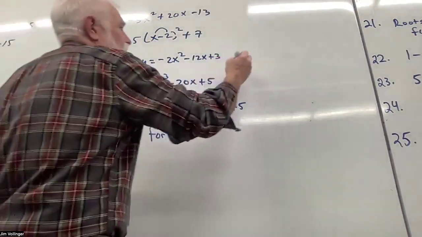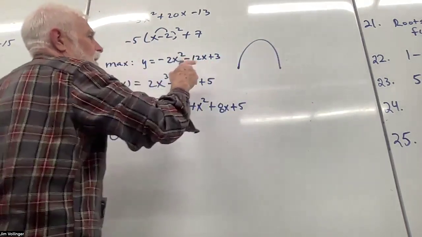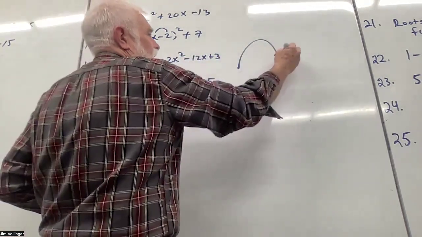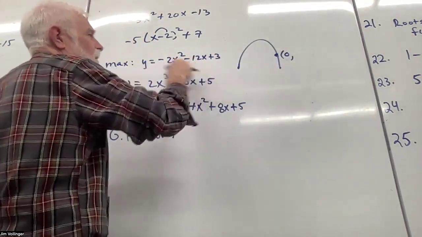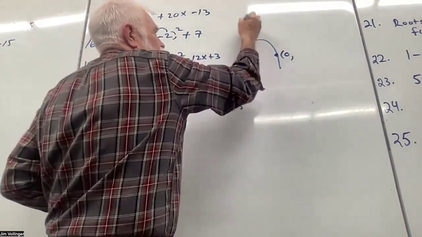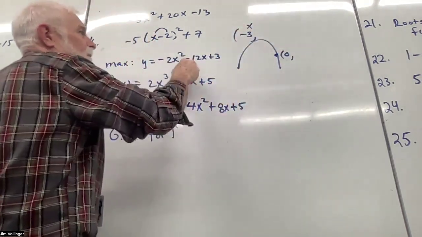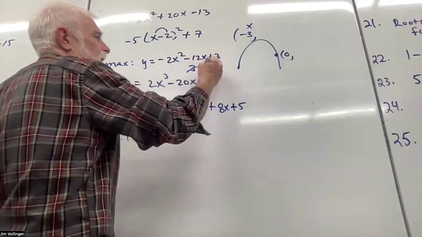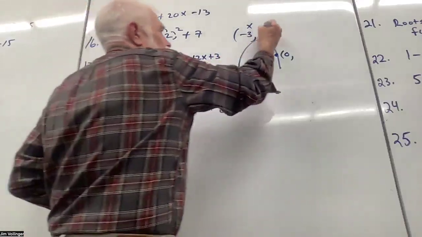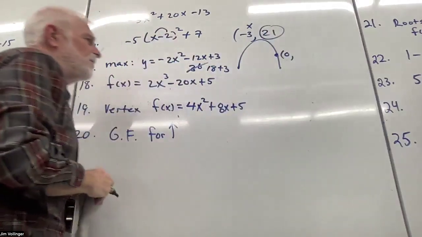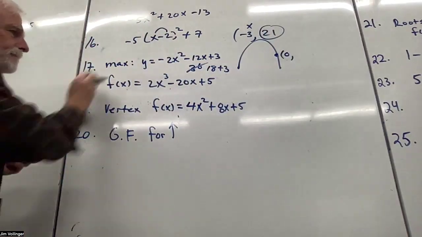Maximum value. So I know I have a cup shape down. And I know that I'm on the decreasing side, 0's over here, so it's a -12 divided by 4. So -3 is the x that's important. And if I plug it in, I get 36. If I cut that in half, I get 18 plus 3. 21 is the maximum value of that quadratic.